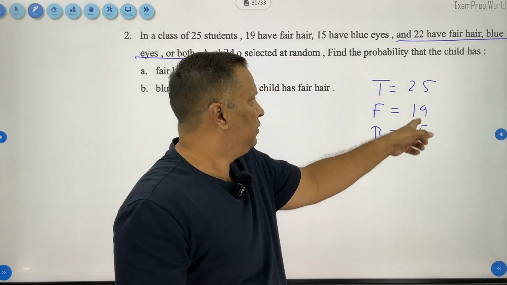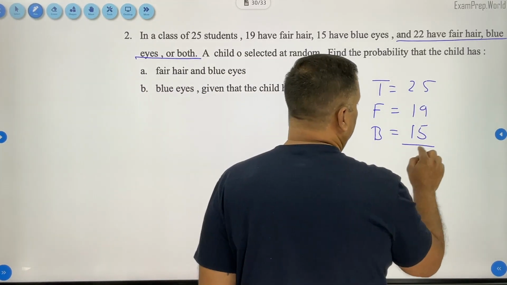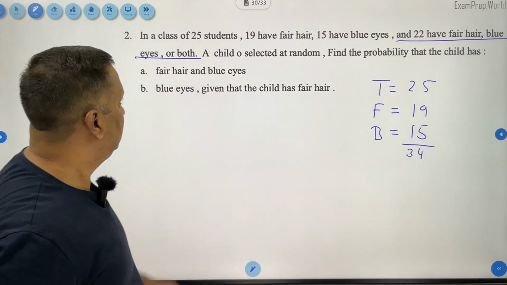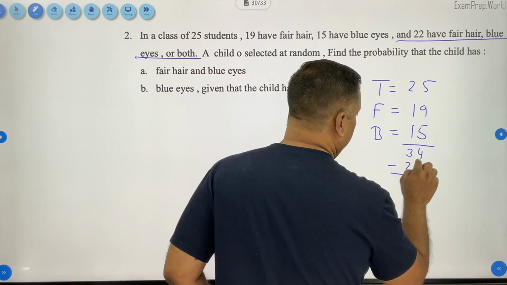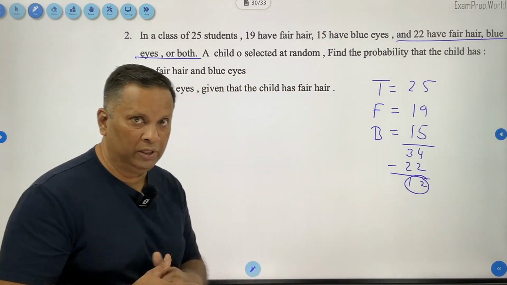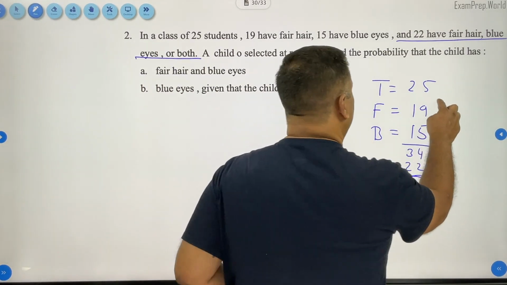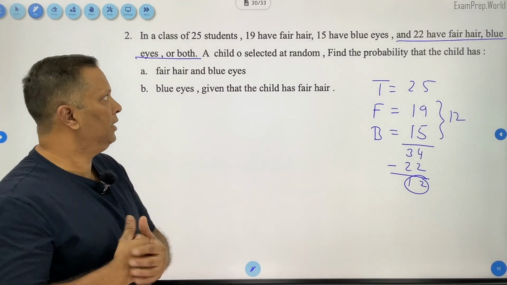But 19 plus 15 is how much? 34. Right? But he says they are 22. 34 minus 22 is 12. The 12 are having common things. They have fair hair and blue eyes. So what I should do, I'll write 12 here. Now we can straight away go ahead and draw the diagram.